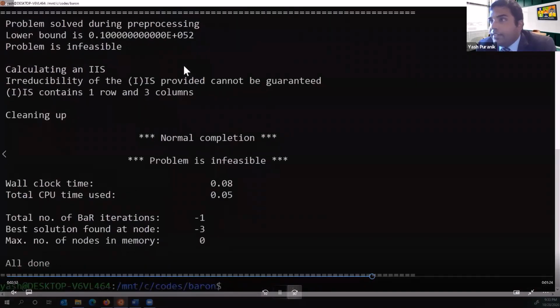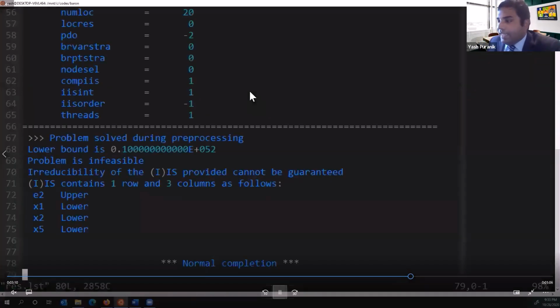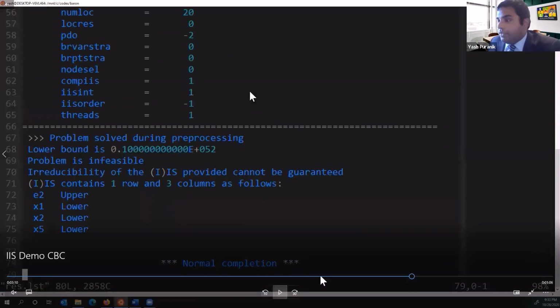Right. So when I run this model again, of course, BARON will not take my word for it when I invoke CompIIS that the model is infeasible. It will still try to solve it. After the initial search, when BARON confirms that the model is infeasible, it goes on to the calculation of an IIS. So let me just pause here for a sec.